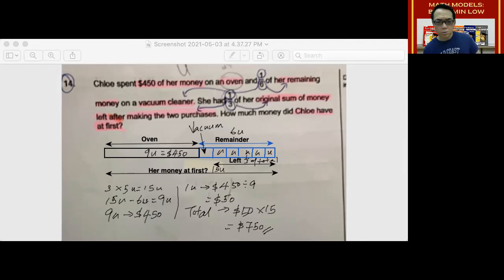So if you wanted to know if this calculation is correct, how do you check your working? Let's talk a little bit about checking. You take your 750 and you subtract your 450, which is your oven. That should give you $300, and that is the remainder. And of this $300, 1/6 of the remaining money went to the vacuum, and the rest was left. So this represents 6 units.